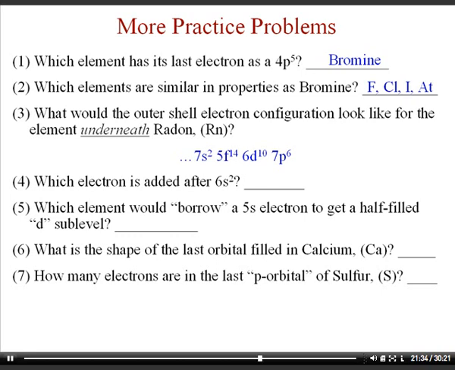Which electron is added after 6s2? You would have to look at your list of orbitals from lowest to highest energy, and it's 4f1. Which element would borrow a 5s electron to get a half-filled d sublevel?